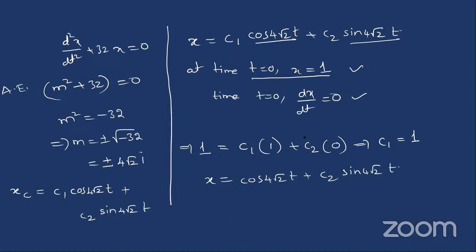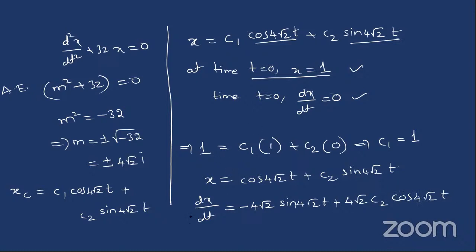Now, let me use the second condition, and to use it, I need to differentiate this. So when I differentiate this, dx by dt is equal to, as we know, the differentiation of cos is minus sine, so we get minus 4 root 2 into sine of 4 root 2 t, plus, when we differentiate the second term, 4 root 2 c2 into the differentiation of sine, which is cos 4 root 2 t.